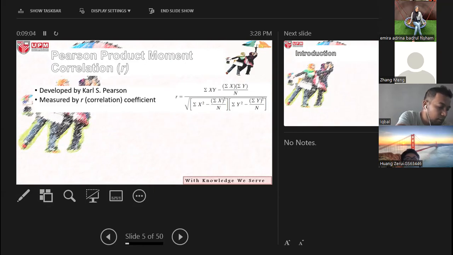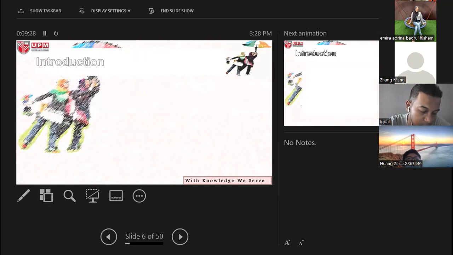Is it RS or RP or just R? What is the designation of the correlation, the Pearson correlation? Or just R? I forgot. Anybody remember? Just R. Okay, so it is measured by R, also known as the correlation coefficient.